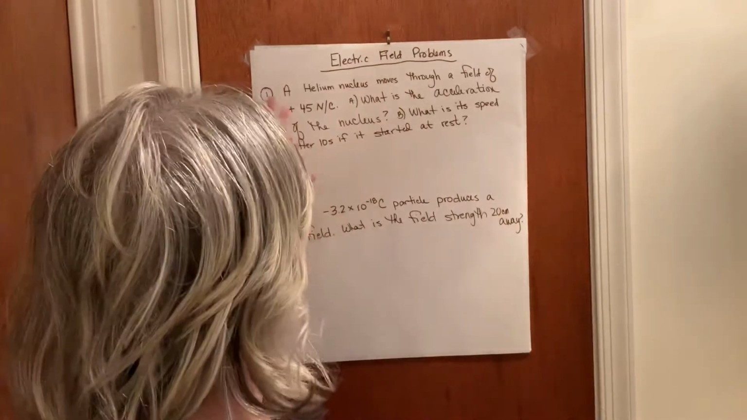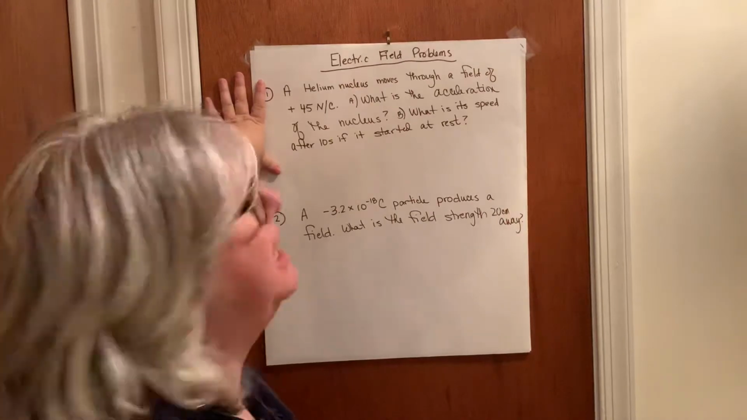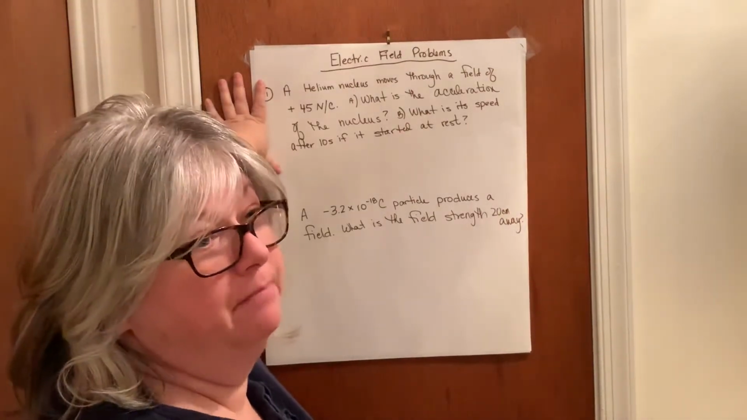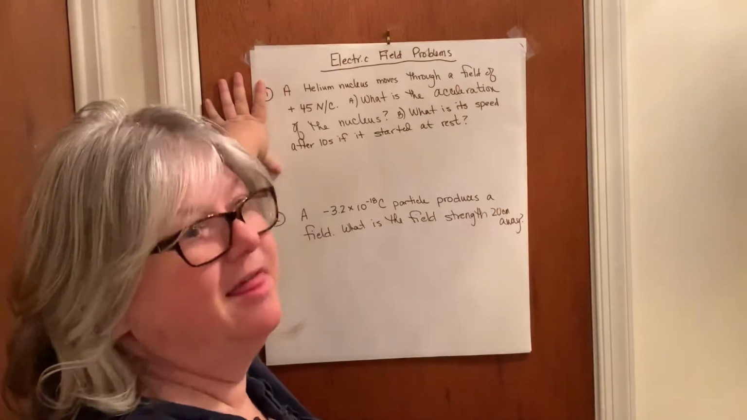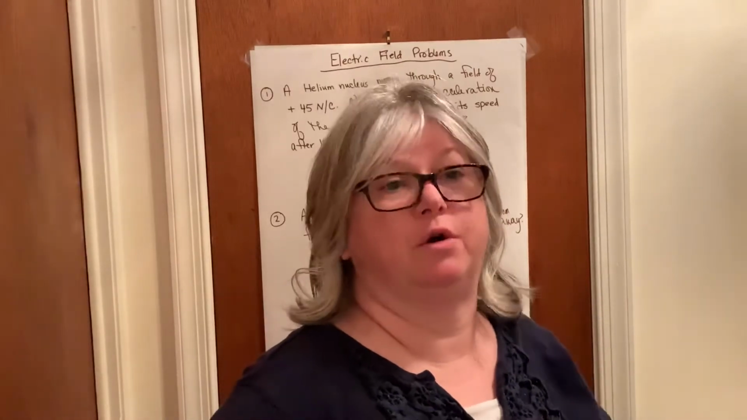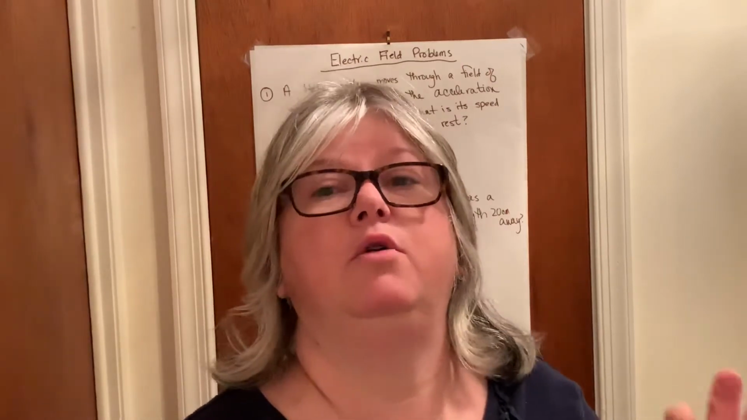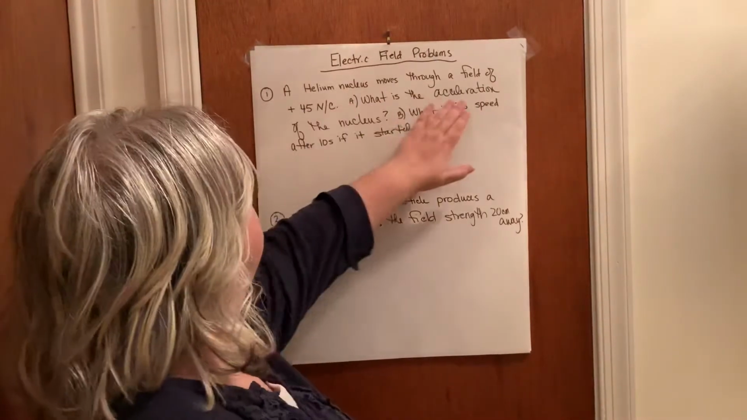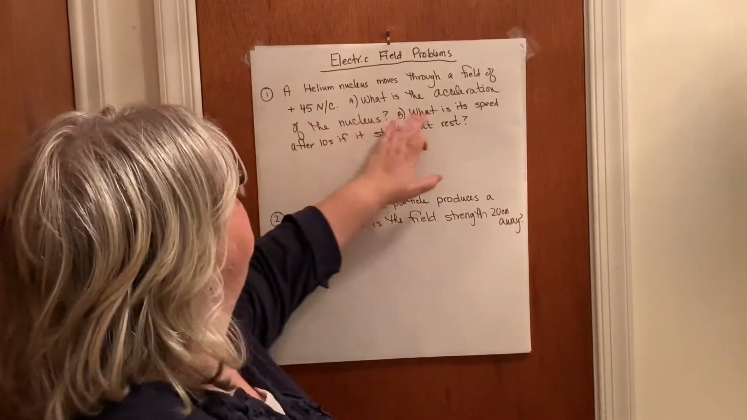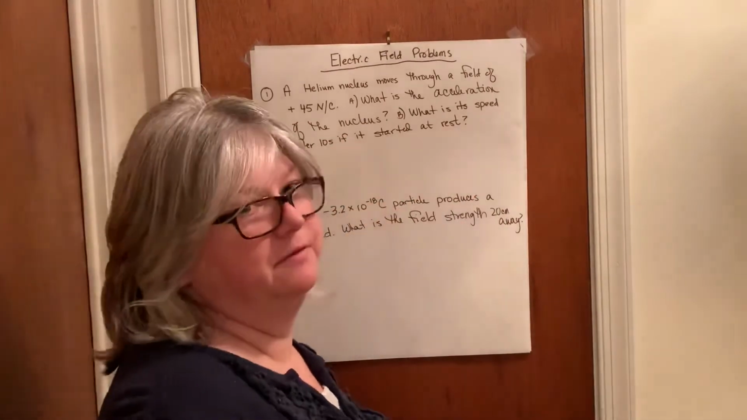Here's the problem. A helium nucleus moves through a field of positive 45 newtons per coulomb. Now, what does that mean? That means that any particle moving through that field will experience a force of 45 newtons for every 1 coulomb of charge. What is the acceleration of the nucleus, and what is its speed after 10 seconds if it started from rest?